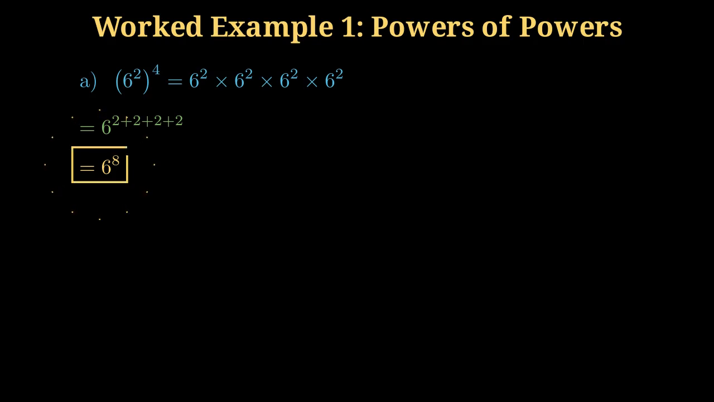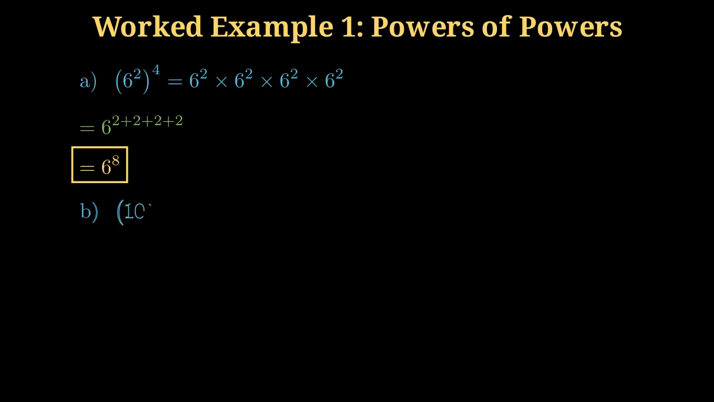Worked example 1. Simplify these, giving your answers in index form. A, 6 squared, all to the power 4, and B, 10 cubed, all to the power 5. A. Let's do this one the long way once, so you trust the law. To the power 4 means write 6 squared down 4 times and multiply. Same base throughout, so the multiplication law adds the indices, 2 plus 2 plus 2 plus 2. 4 2's make 8. 6 to the power 8, exactly 2 times 4, the 2 indices multiplied. So 6 squared, all to the power 4, is 6 to the power 8.